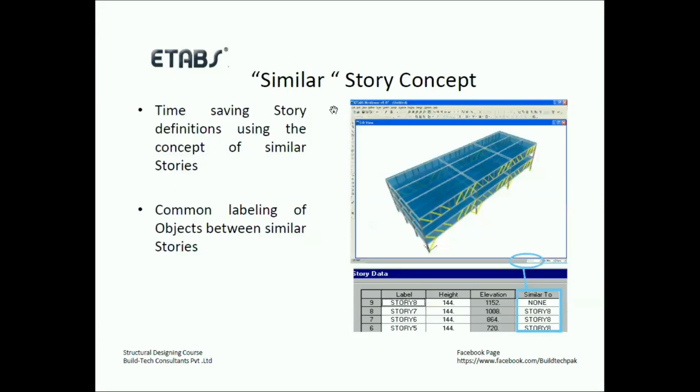Similar story concept is like this one. For example, if you have a 30-story building, and the first 10 floors have some commercial activities, so they have shops there. All the 10 floors have a very similar floor plan. Okay? And as you go from 10 to 20, they have offices there. So the flooring, the floor system, or the plan above is different from shops. Okay?